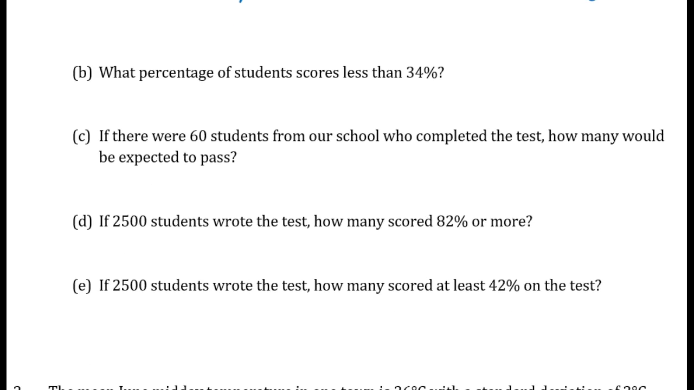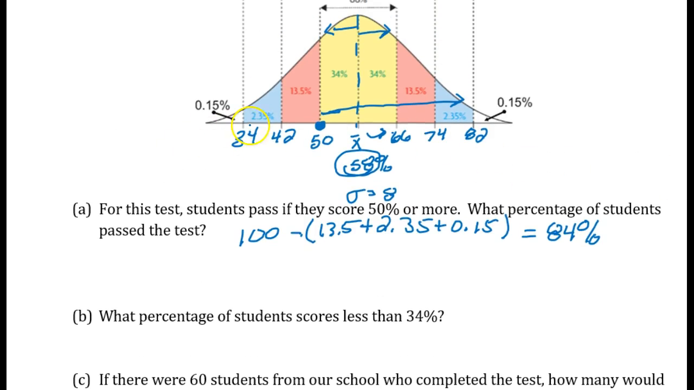Question B, what percentage of students scored less than 34? So you find 34, and what percent of students were less than that? 0.15.